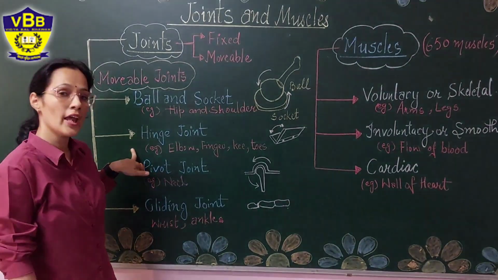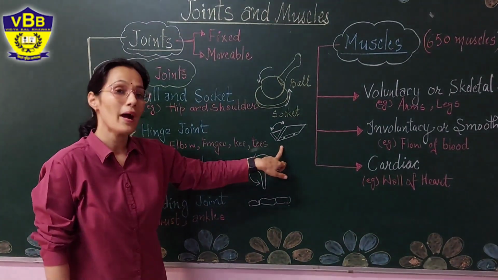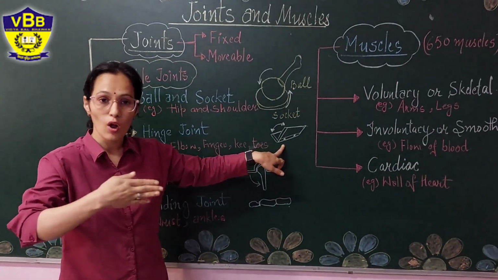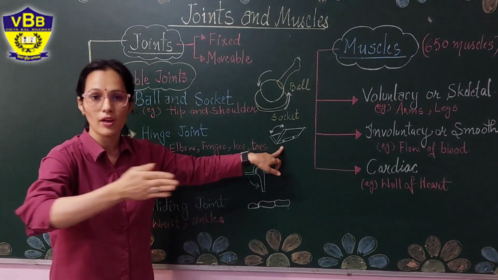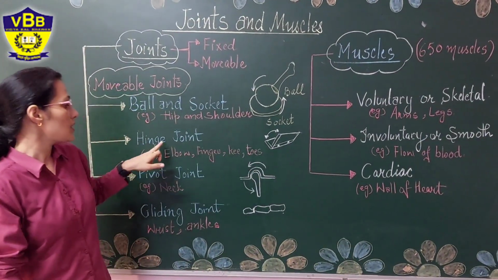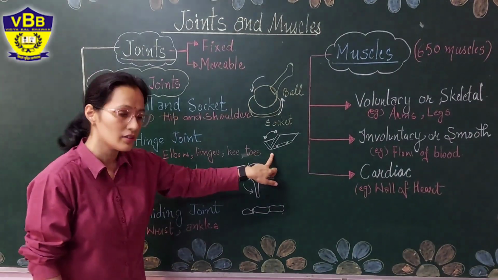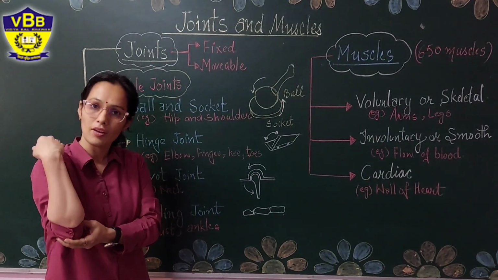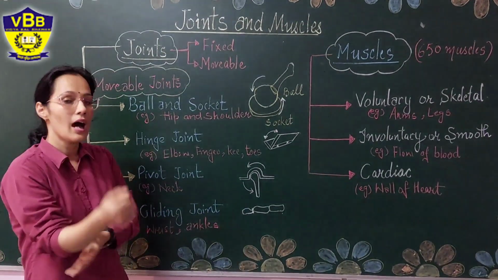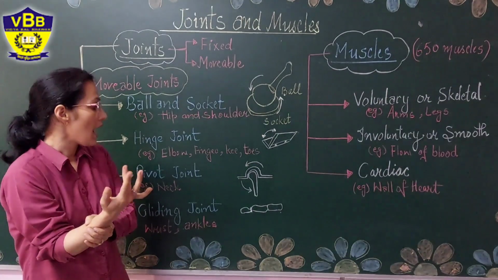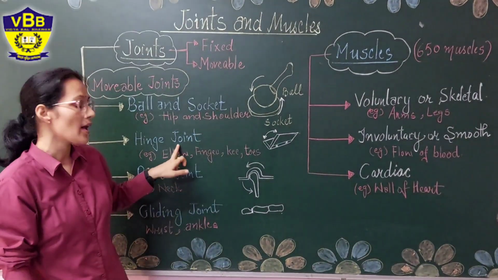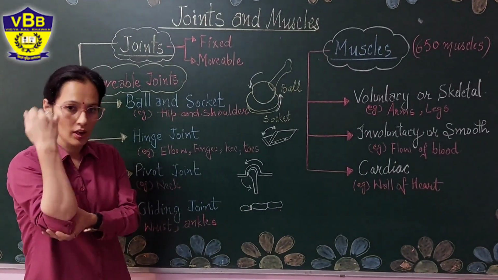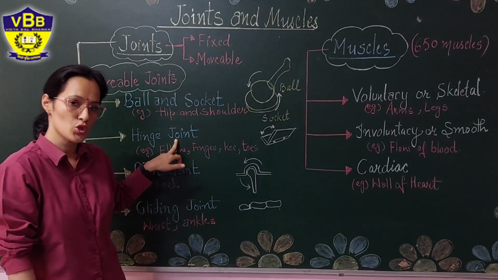So the second joint is the hinge joint. You might have seen a hinge on your door, that tool which allows the movement of the door in forward and backward direction. In a similar way, there are some joints which have a hinge-like structure, which allow the movement of bones in forward and backward direction. For example, the elbow, your fingers, your knees, and toes. All these joints are hinge joints. You can move your arm backward and forward in such a way. So this type of joint is called a hinge joint.